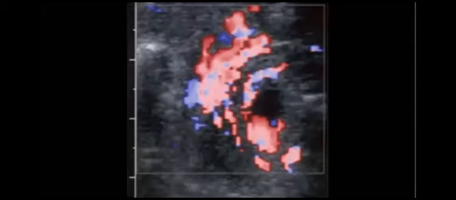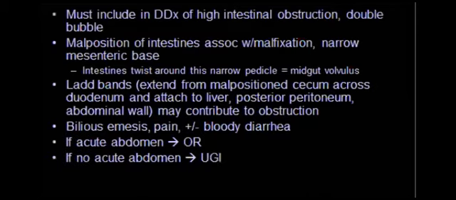The differential diagnosis, as you know, of what it will be if it is not midgut volvulus. It can be, yeah, something called Ladd bands. It can be the cause of this appearance sometimes. Perfect.